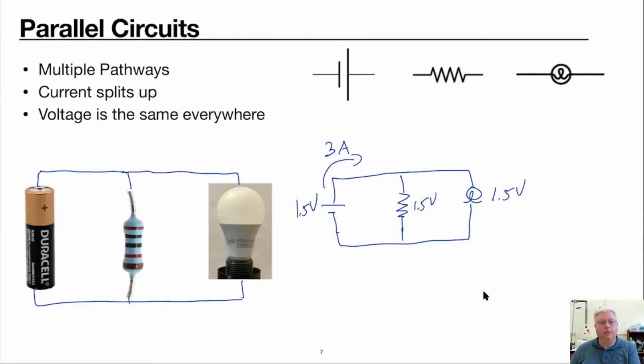Well, the current's going to split up. So if we measure that the resistor gets 1 amp, then that means 2 amps flows out of that junction and into the light bulb. Okay, and then 2 amps keeps going around until it gets to the next junction, where again we have come back to combine again to 3 amps.